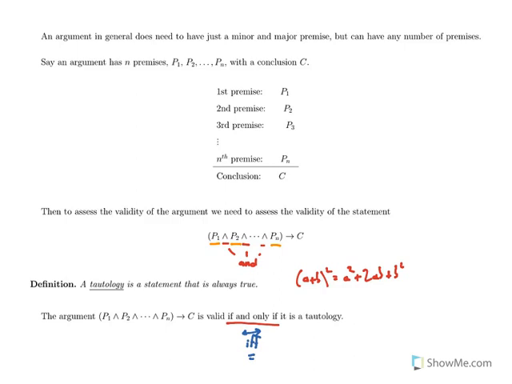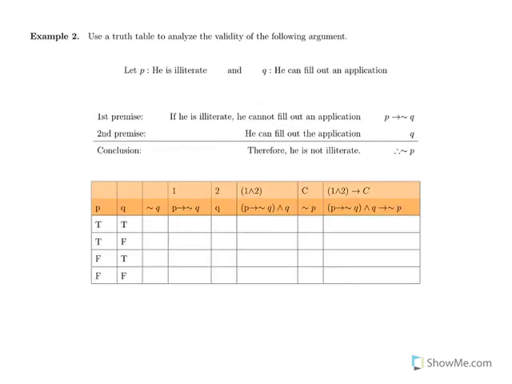All right, so bringing into the idea of a truth table now, let's look at this example. We're going to use this truth table to analyze the validity of the following argument. Note that in this argument, we're going to have two different simple statements, P, which is he is illiterate, and Q, he can fill out an application. So the first premise is, if he is illiterate, he cannot fill out an application.